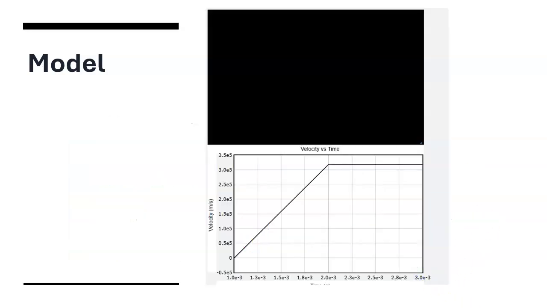And this is the graph and model that my code produced. The velocity should be in the negative direction as the bar magnet is falling down.